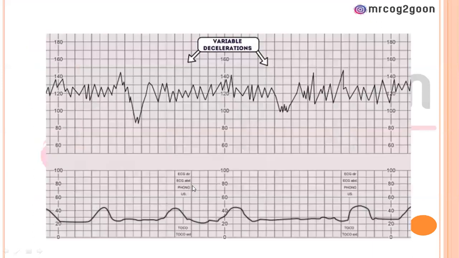I'll show you the shoulders. This is a shoulder and this is a shoulder. This is a shoulder. This is a shoulder. There will be acceleration, then after it there will be a deceleration. Shouldering is a reassuring feature. If you find shouldering, this is okay.